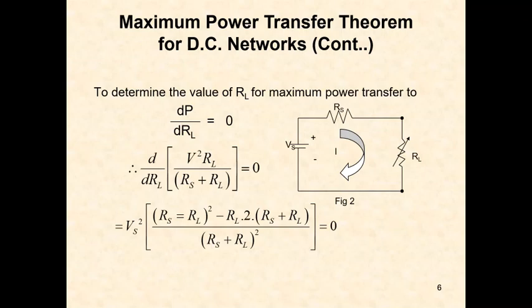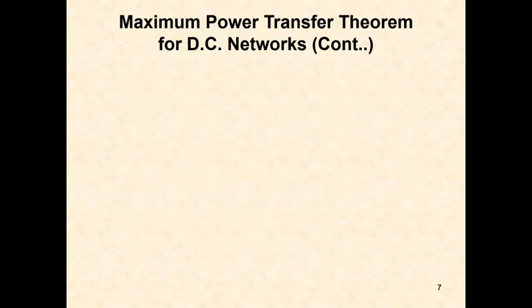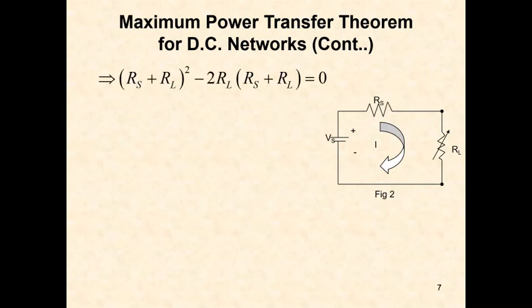By the U by V method, we get RL, (Rs plus RL) whole square minus RL into 2 (Rs plus RL) by (Rs plus RL) whole square, and that is equal to 0. By solving this, we get (Rs plus RL) whole square minus 2RL into (Rs plus RL) is equal to 0.